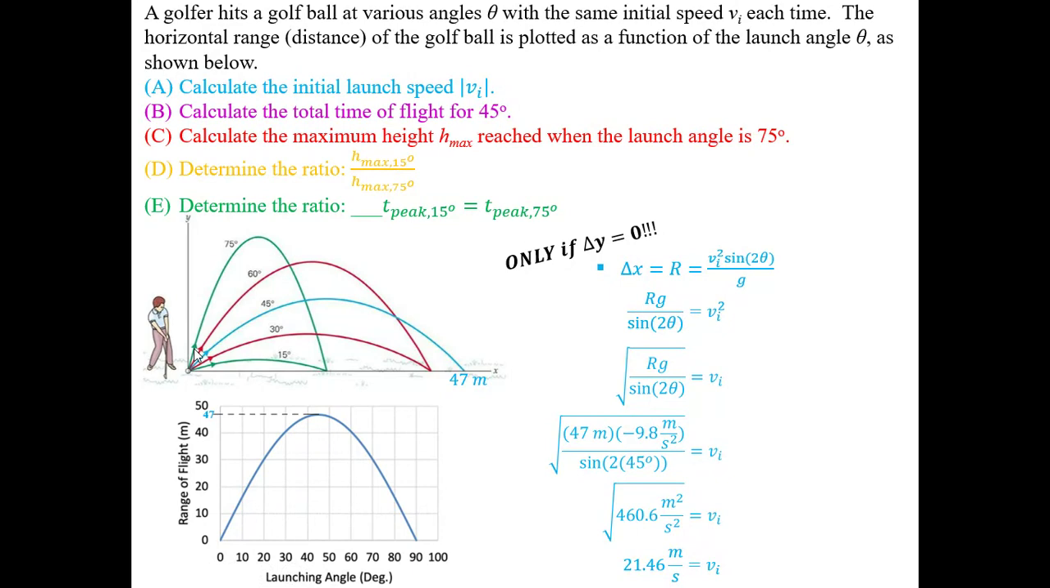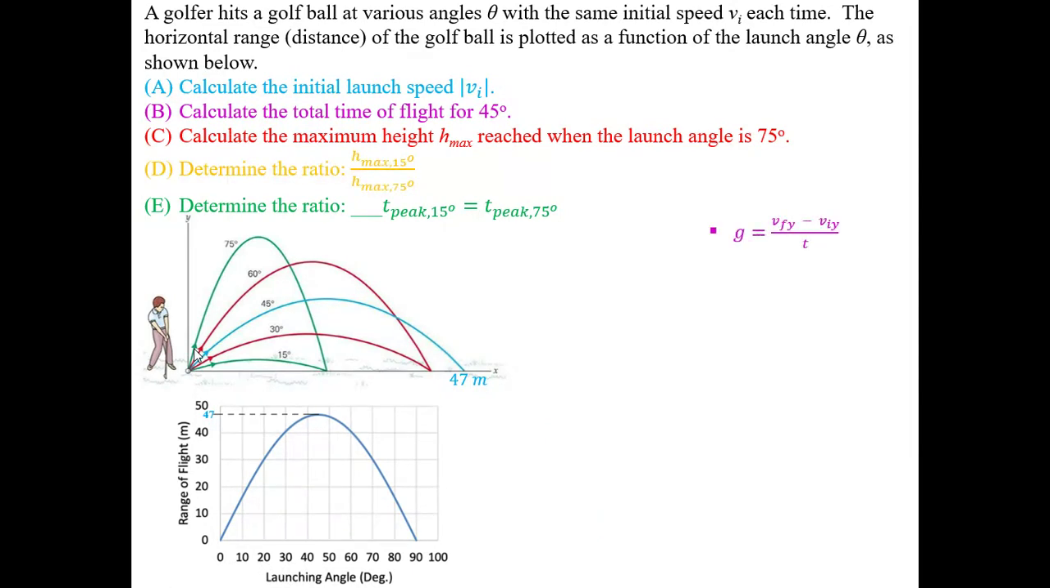All right, let's move on to part B. The answer for A is 21.46, so keep that in mind as we do the rest of the parts. Part B wants you to calculate the total time of flight for 45 degrees. I think the quickest, easiest way to do this is just use your average acceleration function. So acceleration is equal to VF minus VI in the vertical direction divided by time. To find time, I'm just going to move T up to the top left, and at the same time move g to the bottom right.